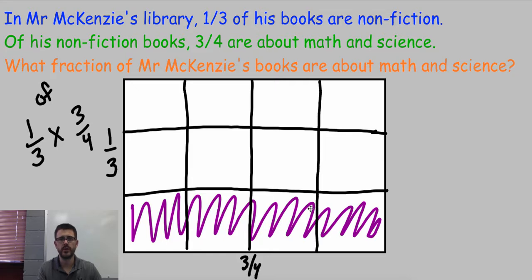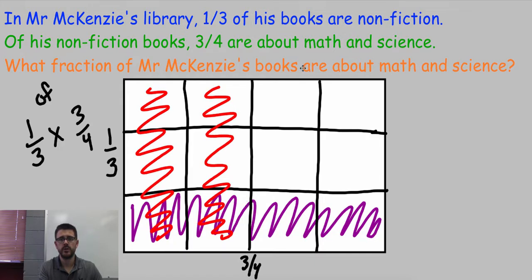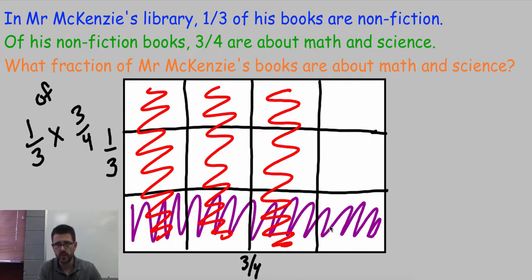So 3/4, I want 3 of those 4. So 1, 2, and 3. So this bottom row, that's 1/3 of my library. And then these 3 chunks, 3 out of the 4 chunks, are my math and science books. So I want to know what fraction of the whole library it is. Well, there's 3 squares that got colored in twice. There are 12 squares total. So I got an answer of 3/12.